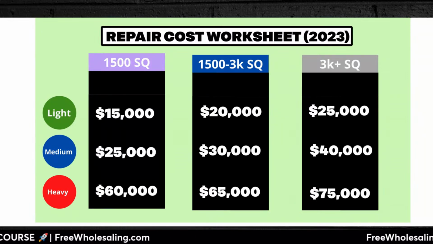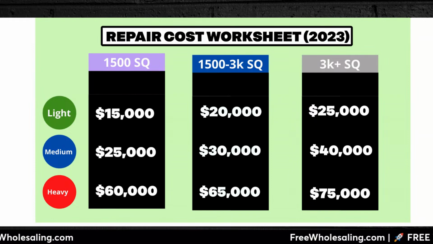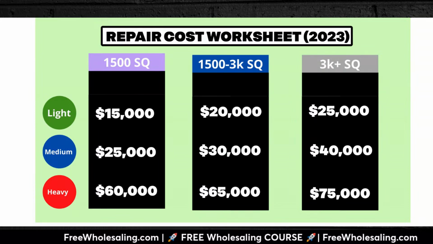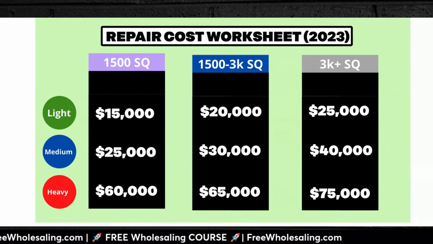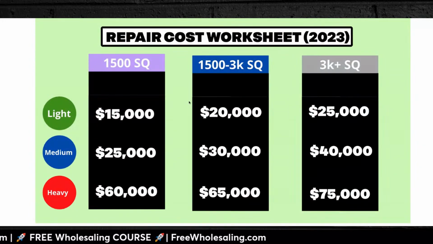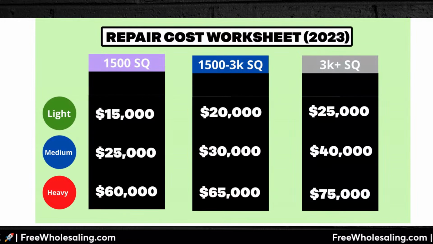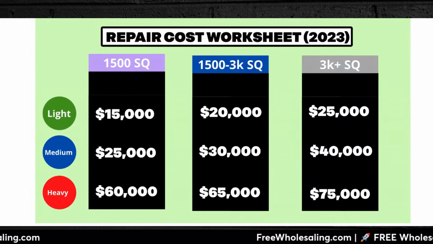So honestly, let's take a quick screenshot of this. This is going to be a repair cost worksheet. Now, for everybody, go to freewholesaling.com. You can actually download this. Do you see how I just click save image right there? You can literally download it right there. Save the image, download it for yourself. That is how you do the repair costs. So guys, let me know if you have any questions on that. I just wanted to go over the light, medium, heavy for each type of property you can do.